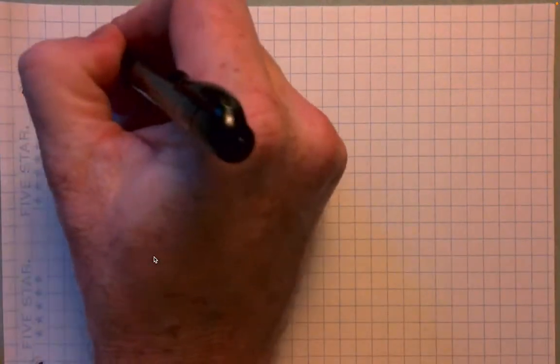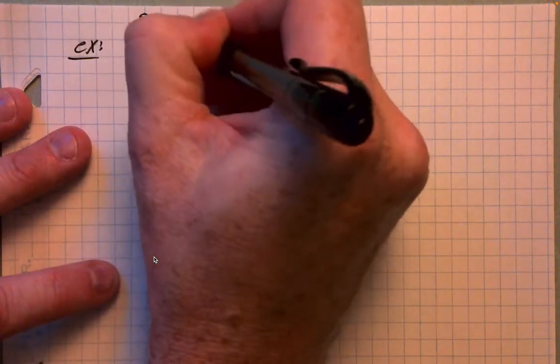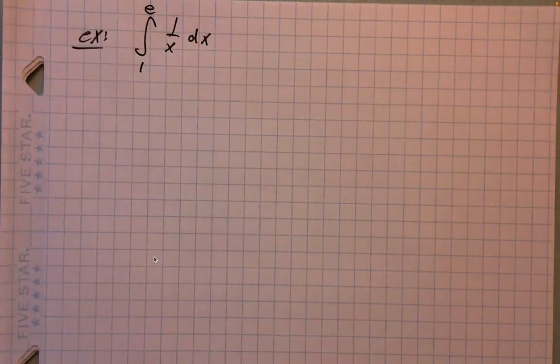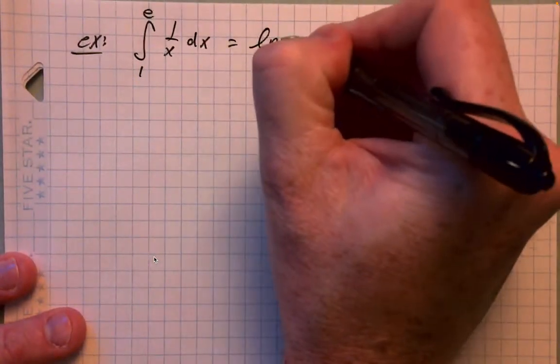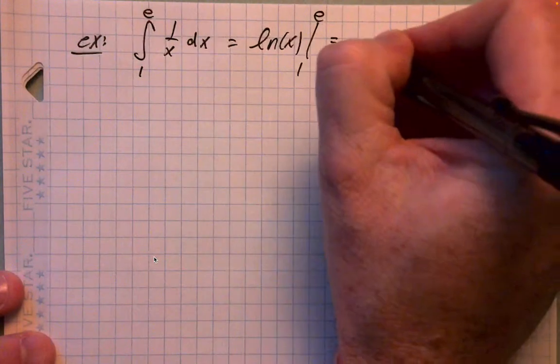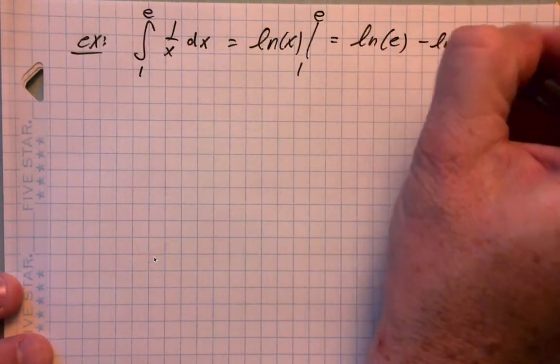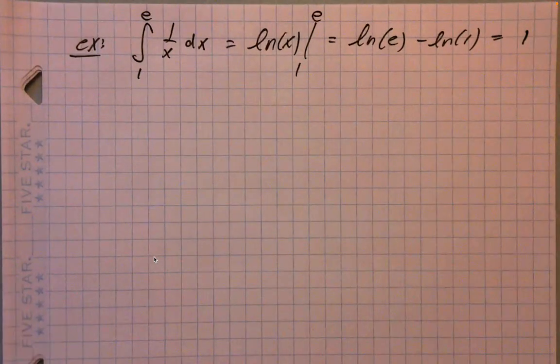Here's another example. The integral from 1 up to e of 1 over x dx. Okay, this is 1 over x. We know that there is an antiderivative for that. It's the natural log of x. And so evaluating that from 1 up to e is just as simple as ln of e minus ln of 1, which equals, of course, 1 minus 0, which is 1. Okay, one liner there. Very good. So there's a bunch of examples of the fundamental theorem of calculus in action.